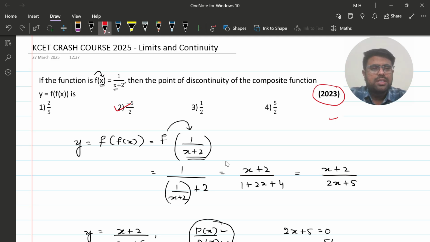So I strongly suggest that you practice the problems on limits, continuity, differentiability, differentiation, application of derivatives, integration, application of integrals and differential equations. If you spend a good amount of time on these topics, then it is going to cover almost 30 to 40%, or maybe even more, of your KCET. So I request that you go through these very carefully.